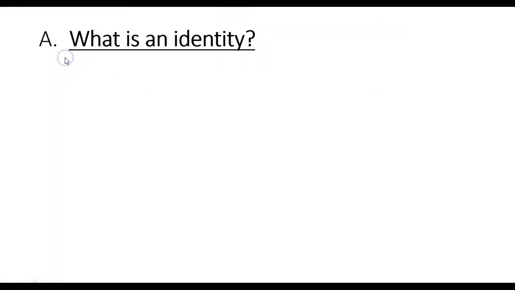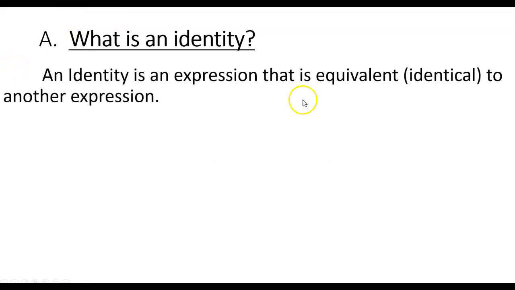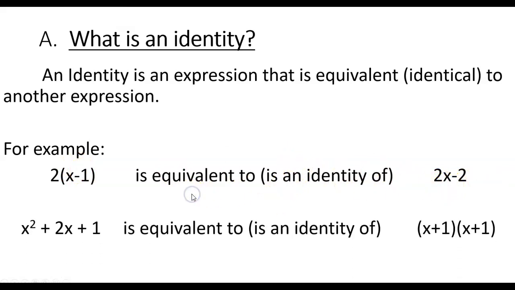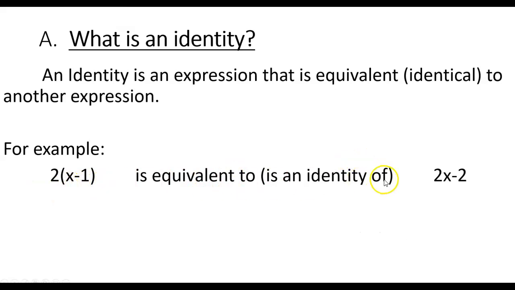So let's begin. So first of all, what is an identity? An identity is an expression that is equivalent to, or in other words, identical to, hence identity, another expression. So for instance, 2 times (x minus 1) is equivalent to, or is an identity of, 2x minus 2. If you just distribute the 2, you get this thing, right? And so those things are identical. So that would be an example of simplification. So as you guys can see, this identical expression, this identity, is a simpler version of this expression over here.